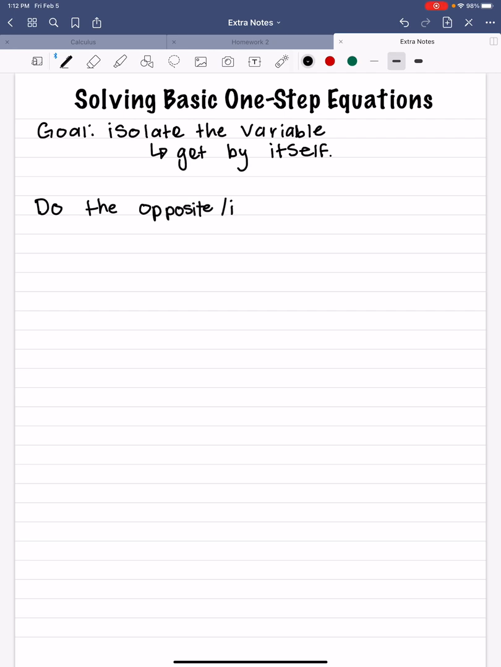or the inverse. Inverse is another word for opposite. Do the opposite or inverse of what is being done. Now that may be a little confusing right now, but we're going to go through some examples and I think it will make more sense.